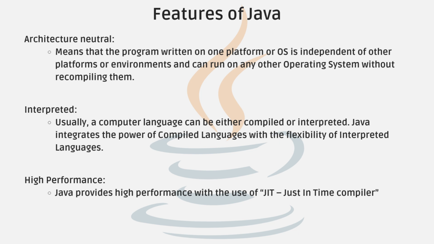Next is high performance. With Java you get high performance because of its JIT compiler, which stands for just in time. It's like having a turbo boost for your code, making everything run faster and smoother.